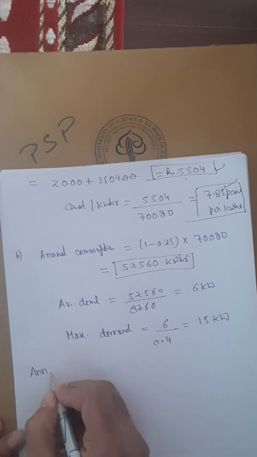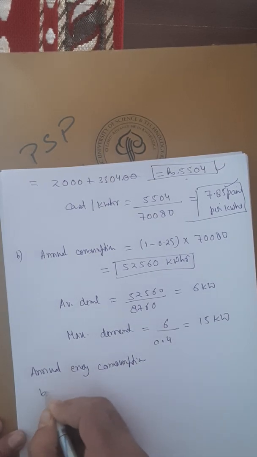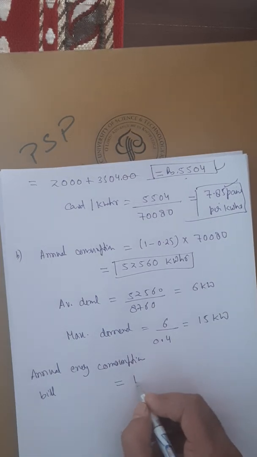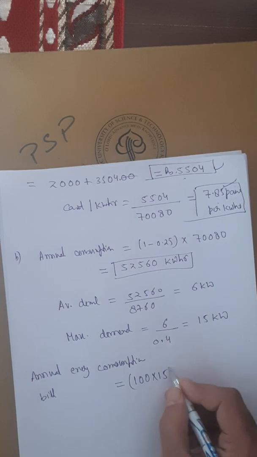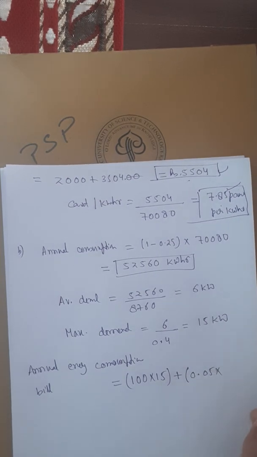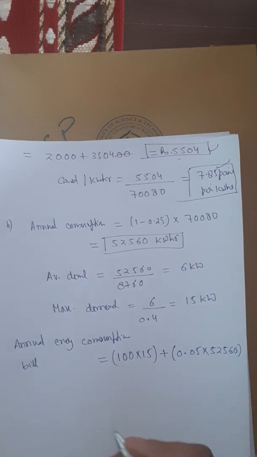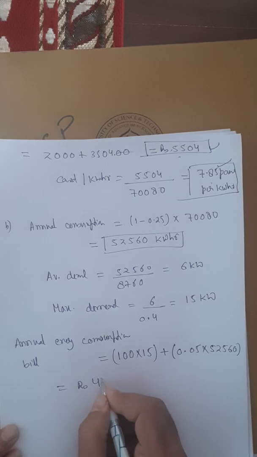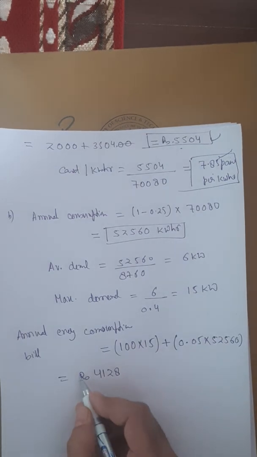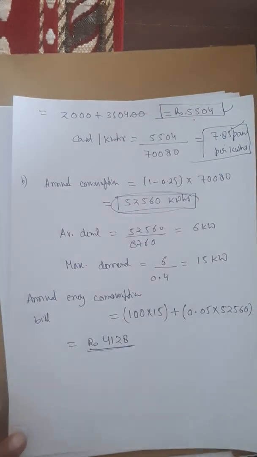Now your annual energy consumption bill. What is the maximum demand? 15 kilowatt, and what is the cost per kilowatt? 100. So for 15 kilowatt, it will be 100 multiplied by 15, plus 50 paisa for 1 kilowatt hour, so 0.5 paisa, 0.05, multiplied by the total kilowatt hours consumed, 52560. If you solve it, it will be rupees 4128. So this is your annual energy consumption bill. Okay, in one year, how much bill do you pay? You are paying this much bill for these many units.